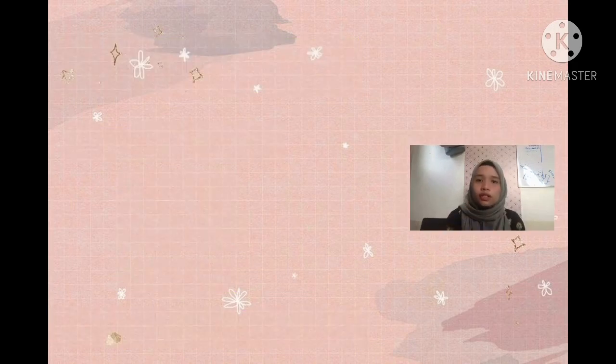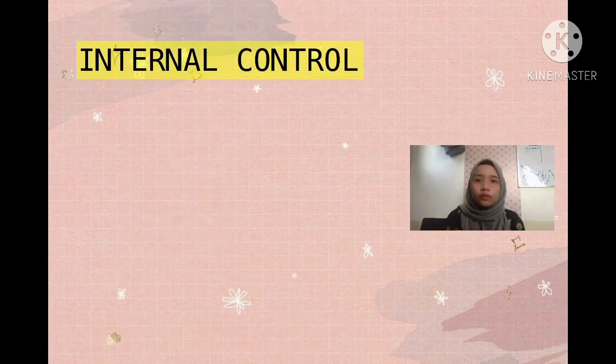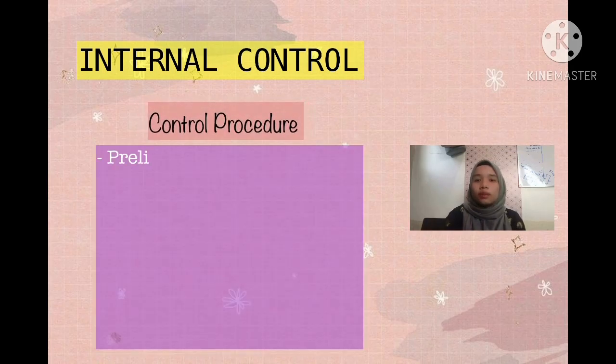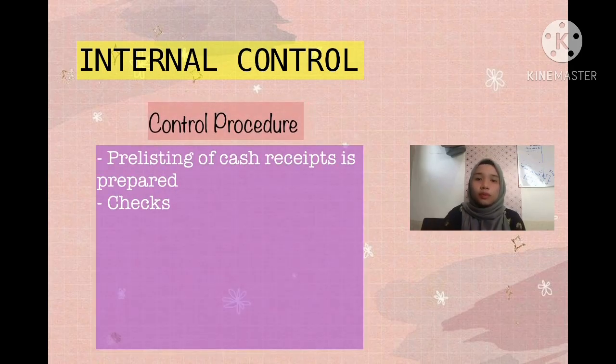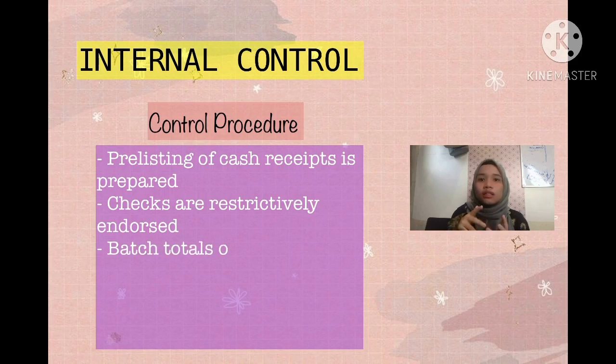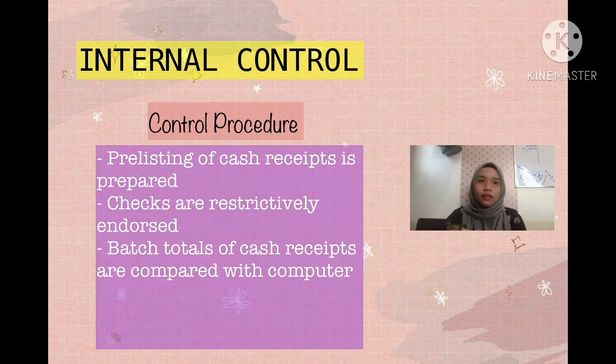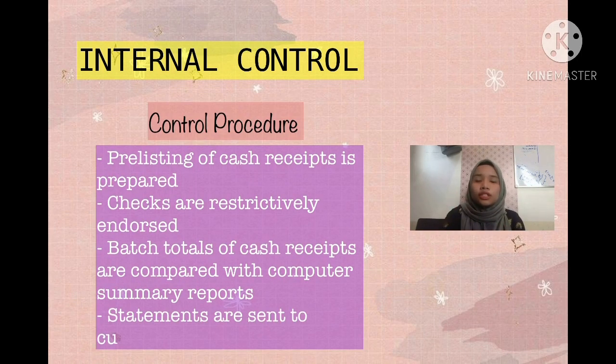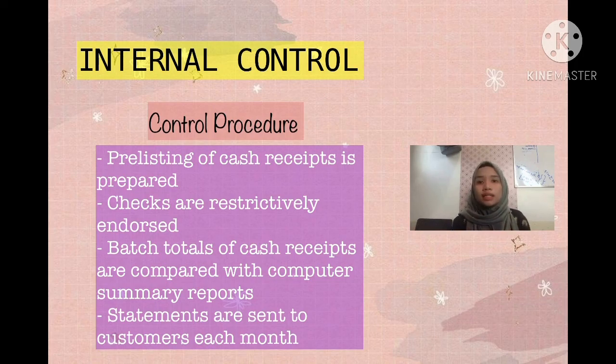Of course, there are a few internal controls that can be put in place by the company in order to make sure all cash receipts have been recorded completely. The first control procedure is that a pre-listing of cash receipts is prepared. The second is that checks are restrictively endorsed. The third is that batch totals of cash receipts are compared with the company summary report. And the last one is that statements are sent to customers each month.